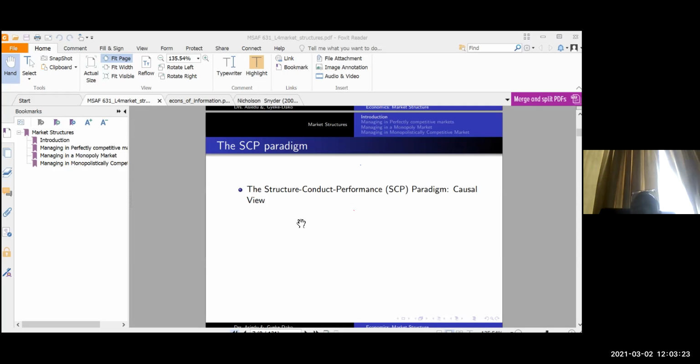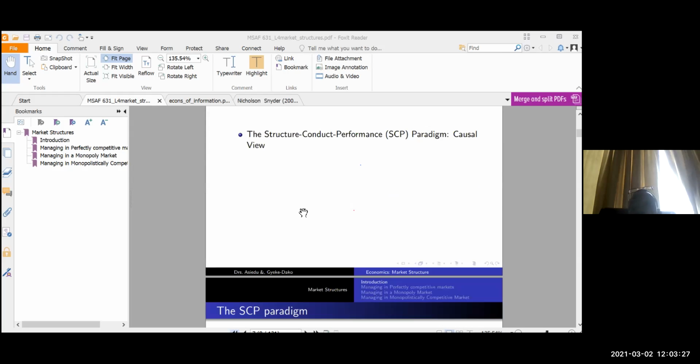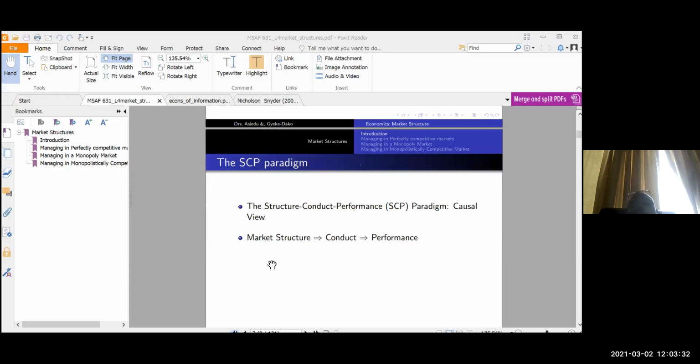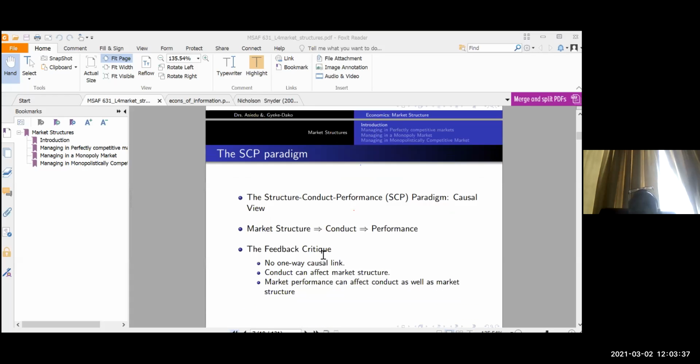So that is what we have highlighted so far, a linear relationship. There are economists who believe that this relationship is linear, and there are others who believe that it's not linear. Myself, I'm part of those who don't believe that this is a linear relationship. So there is a feedback critique that the relationship is more cyclical than linear. And the cyclical part is saying that there's no one-way causal link. Conduct can also impact the structure of the market.